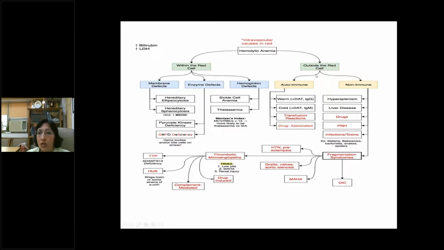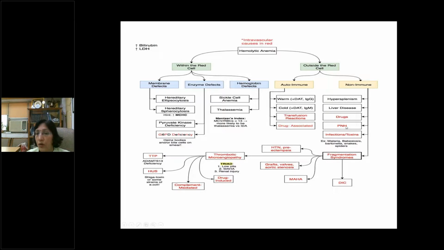Now, if it is an outside red blood cell cause, describe whether it is autoimmune or non-immune. Non-immune: hypersplenism, since splenomegaly due to any reason can lead to hypersplenism. Liver disorder, alcoholic liver disease, or liver disease due to any reason can lead to hemolysis. Drugs: always remember quinidine and isoniazid.